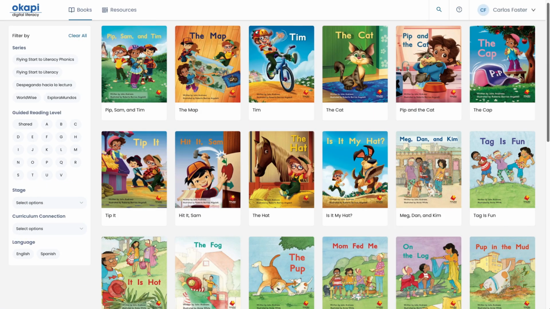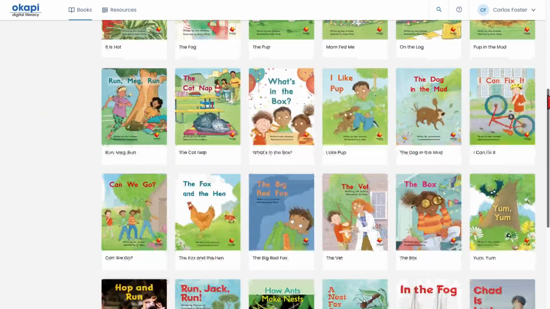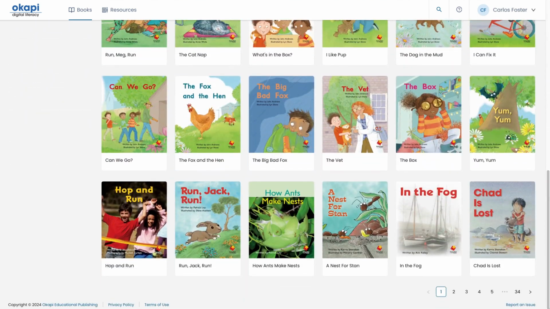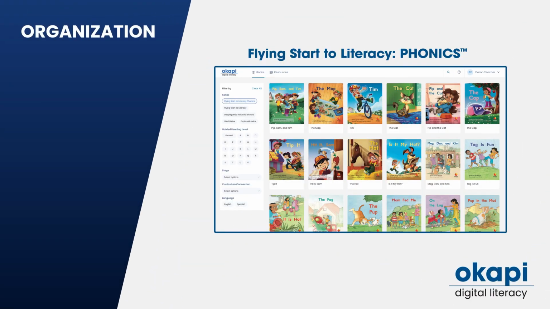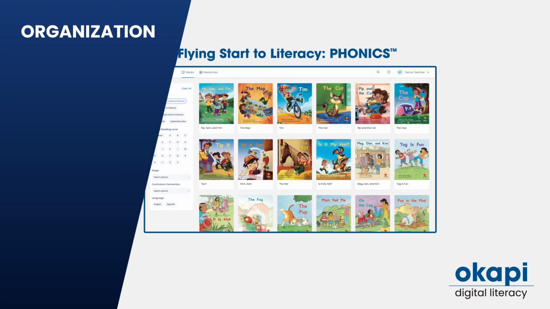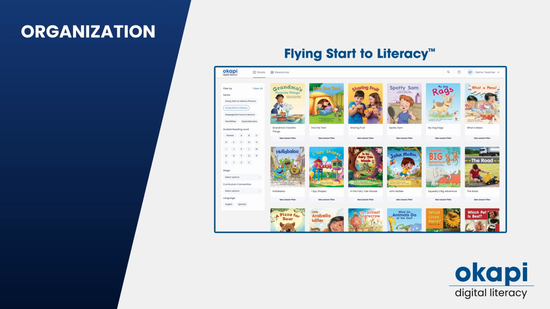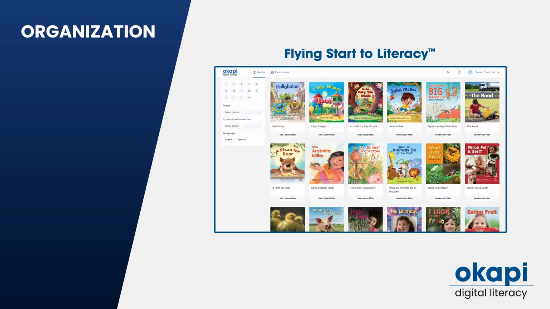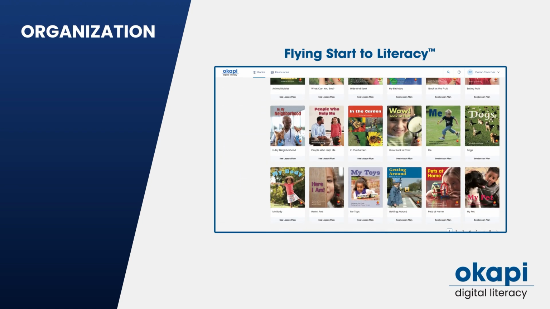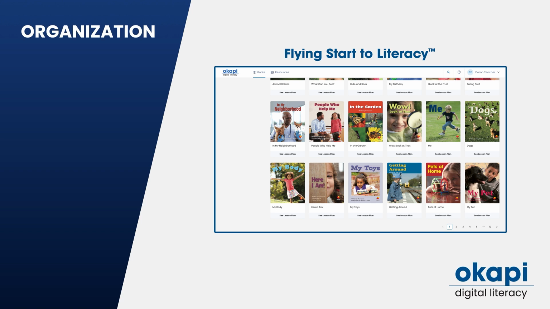When you arrive on the platform, you will be presented with the entire array of titles to which you have access. Books appear on the platform in a straightforward way. Flying Start to Literacy Phonics appears first. Once Flying Start to Literacy Phonics has been presented, the platform resets and begins with the early emergent stage of Flying Start to Literacy and continuing through the advanced fluent stage.